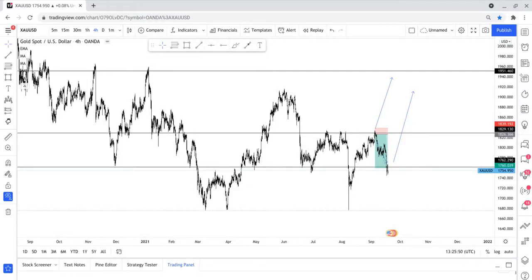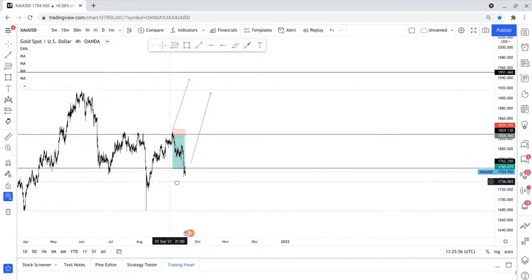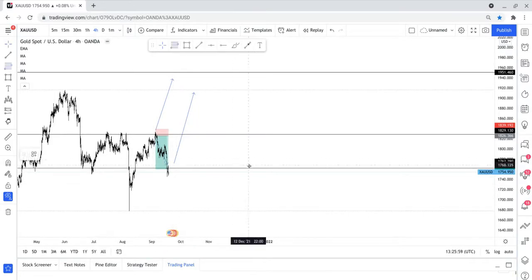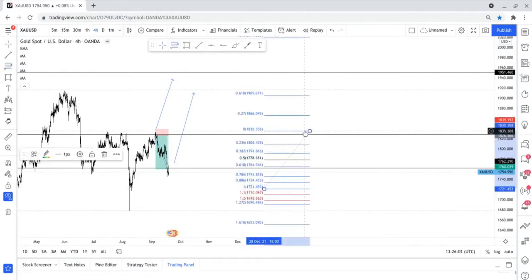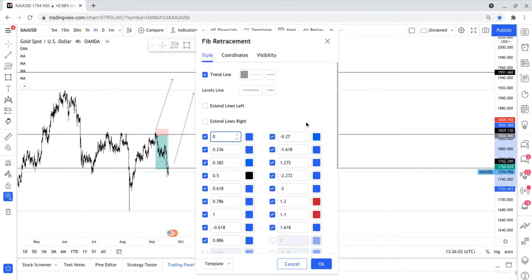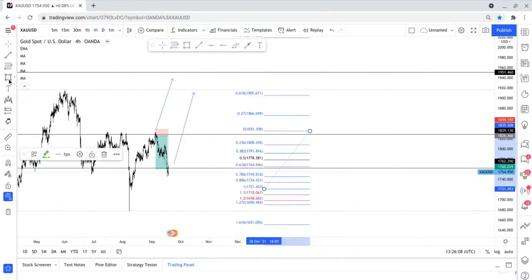We're going to talk about how you use Fibonacci to your advantage based on an impulsive move. All right, so first things first, copy my settings. Here you go. Take a screenshot, put it in your Fib retracement. The tool is right here.